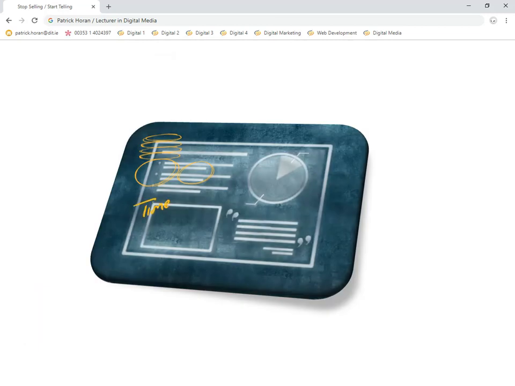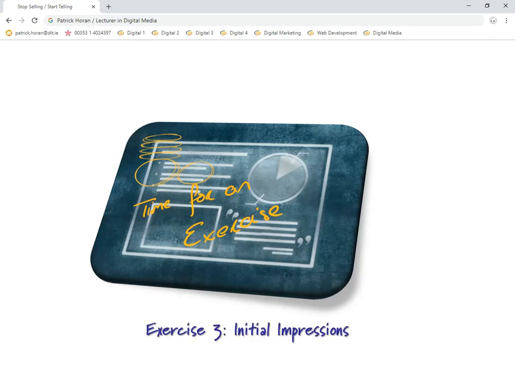Okay. Time for another little exercise. At this stage, we're looking at exercise 3, and it's your initial impressions. What I'm going to say about this is very straightforward. What I want you to do, if you haven't already, and hopefully you have already had a look at the initial impressions and done this little exercise, but if you haven't, I want you to take 10 or 15 minutes to do this exercise, and if you could do it in a group of 3, that would be brilliant. And if you can't, I want you to do it on your own.